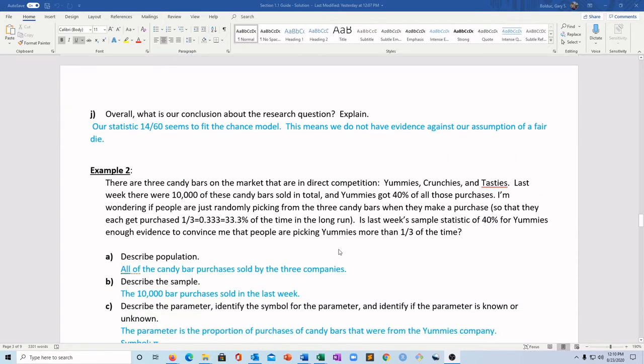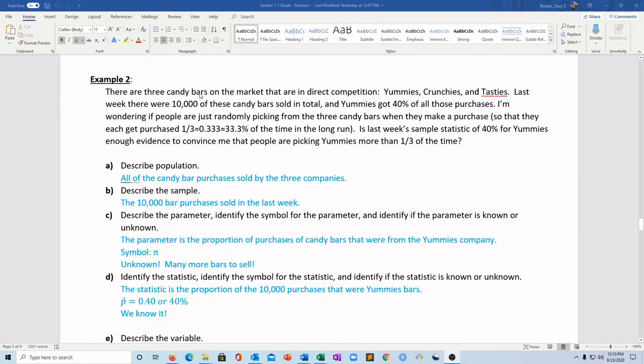Okay, example 2. So in example 2, we've got 3 candy bars on the market in competition, Yummies, Crunchies, and Tasties. So last week there were 10,000 candy bars sold in total, and Yummies had gotten 40% of those purchases. So what we're wondering is, okay, Yummies got more than a third of the purchases. Is that because people really might have a preference for Yummies, or is it just chance that Yummies had a good week last week, when really it's pretty spread evenly between the 3 companies? That's our big question here.